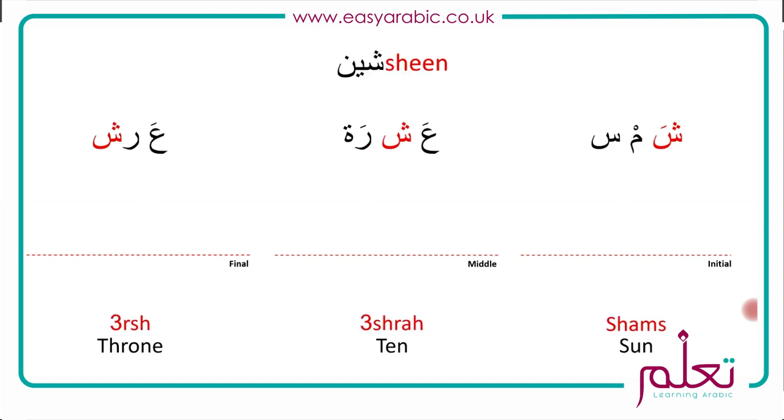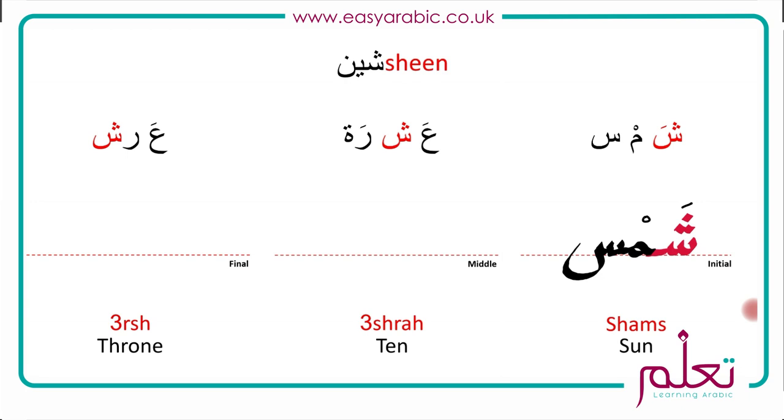Next we have the letter Sheen. So the first word is Shams, which is the sun. Then we have the letter Sheen, then the letter Meem, and then the Seen, which is Shams.